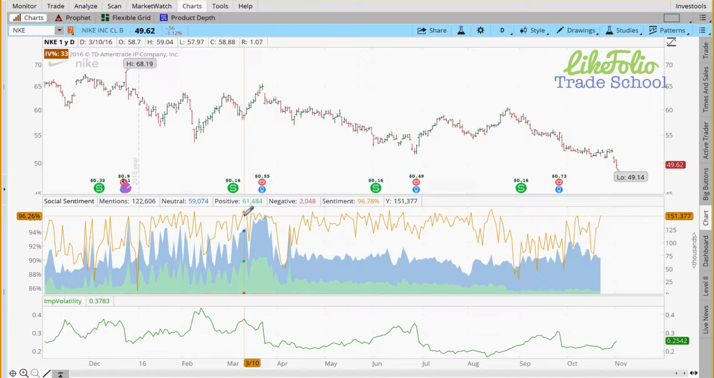So let's talk using social sentiment and implied volatility when buying puts and calls. First, we're going to take a look at Nike here. This is a call buying opportunity, and I'm going to show you why.